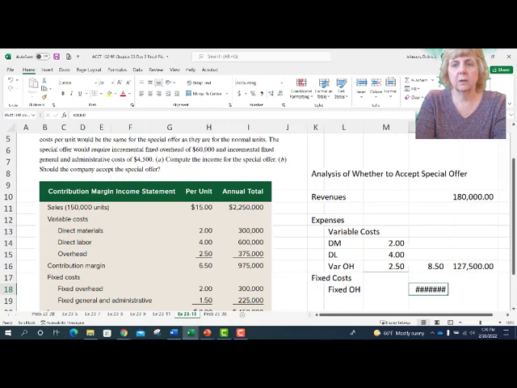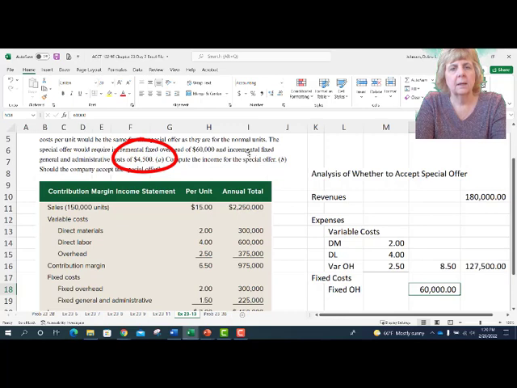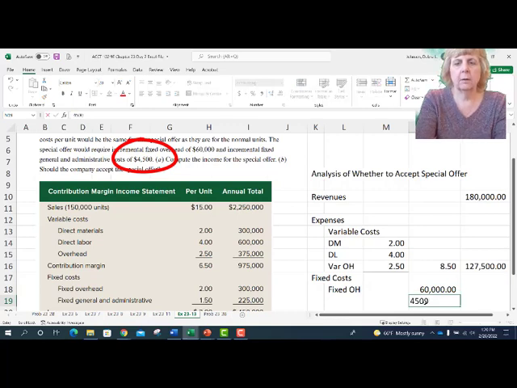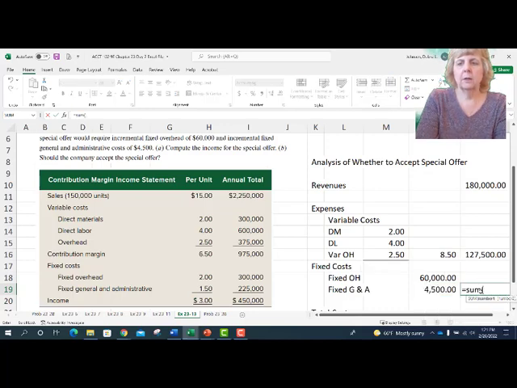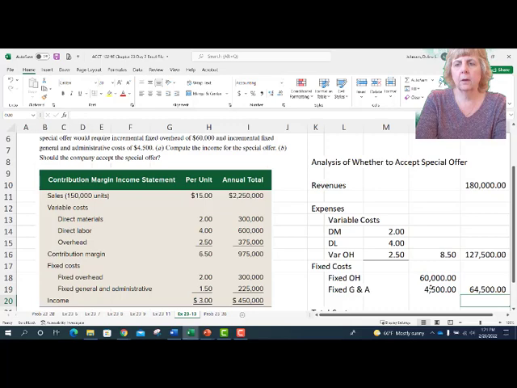Make this wider so you can see it. In addition, in that same part of the sentence, it said there would be incremental fixed general and administrative expenses of $4,500. So I'll call that fixed G&A. We'll go ahead and add those up. Let me put a total line in here. Let's go ahead and sum up those incremental fixed costs, which are unique to this special offer.